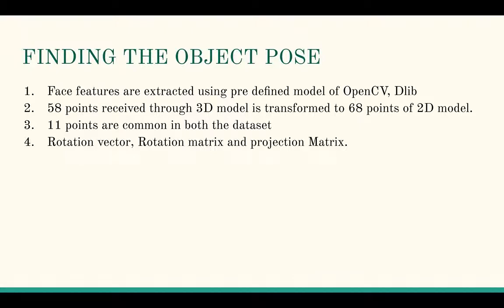So it starts with finding the object pose, which is the driver. Face features are detected using the predefined model, which is dlib. The input is taken from the webcam, which is presently the webcam of the laptop. The 3D model which is captured has 58 points for the face features, and some points are the same in the 3D and 2D model, and these 58 points are converted into 68 points. Finally, the rotation vector matrix and projection matrix are also calculated.